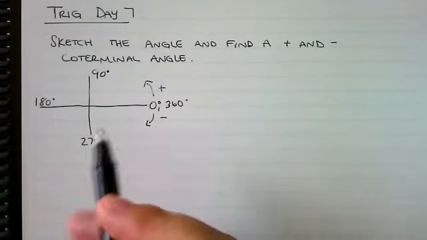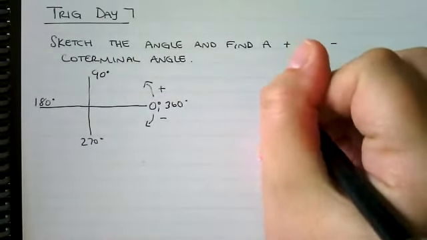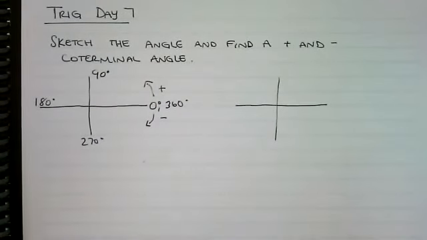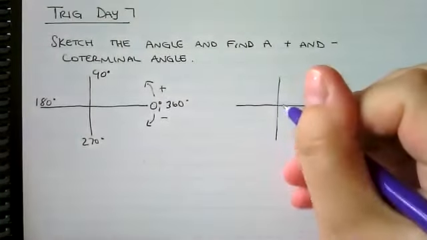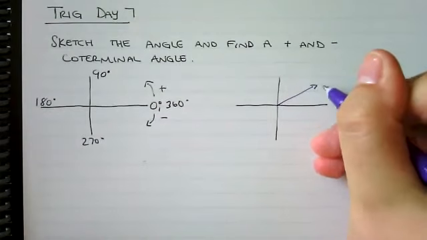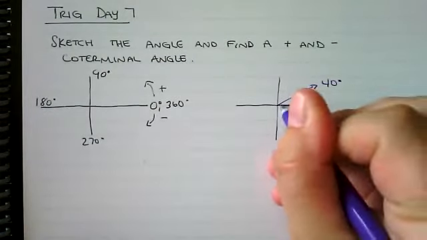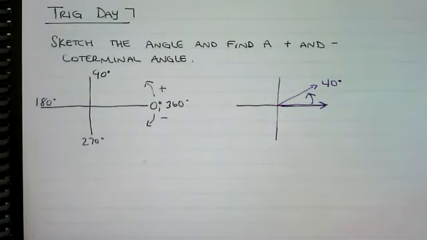So if I have 90 degrees, let's say, I'm going to draw it over here. I'm going to use some different colors here. Actually, let's make it an easier one. Let's say 40 degrees. I can say I'm starting here and then I'm going up this way. Okay, so there's my 40 degrees.